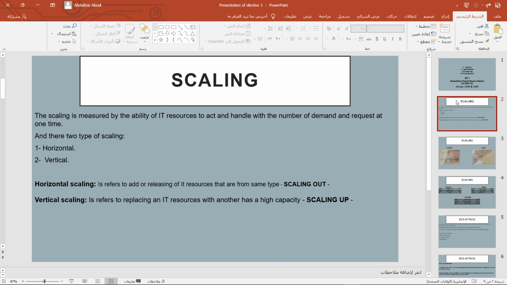The second one is vertical. It is the reverse: replacing an IT resource with another of higher capacity, and the scaling here is up. It means changing to another that has higher capacity. In the next slide, we see the diagram and understand more.